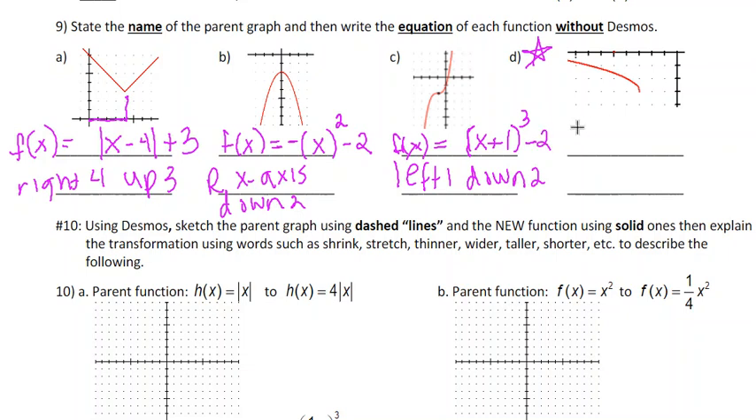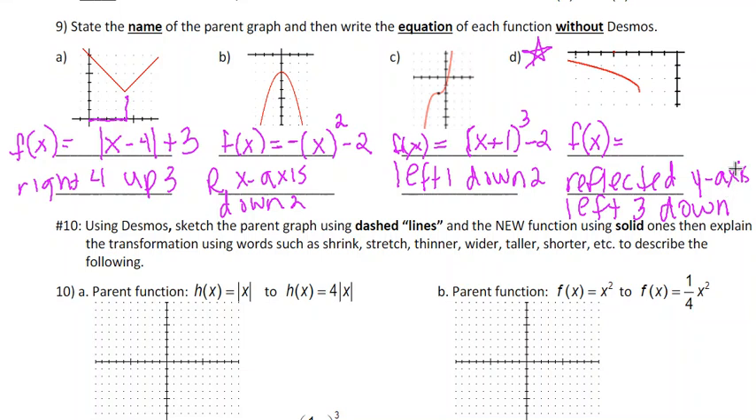The last one I have is a square root, and this is the trickiest one here because of the reflection over the y-axis. So it's reflected over the y-axis, and it went left 3, and it went down 3. Okay, that's a lot of stuff. So, make your square root. It's reflected over the y-axis, so that means there's a negative inside.